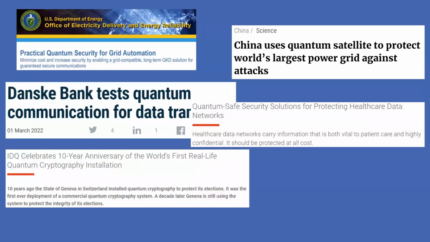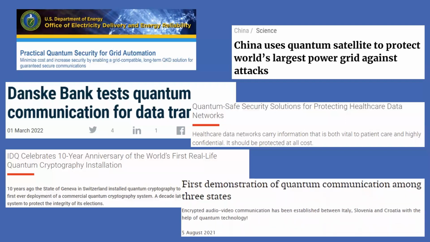This is a study of IDQ, which also celebrated a 10-year anniversary some years ago of the first real-life quantum cryptography installation in Switzerland. And then, for example, in Italy, in Trieste itself, which is my city, there was last summer the first demonstration of quantum communication among 3 states, so international communication.